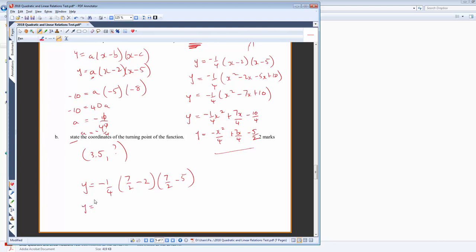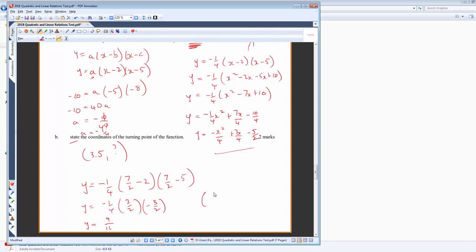Okay, so this is -1/4, and we've got 7 on 2 take away 2, which is the same as 7 on 2 take away 4 over 2, so that is 3 on 2, and this is 7 on 2 take 10 on 2, which is negative 3 on 2. Alright, let's multiply this out. The answer is going to be positive, negative times a negative. 1 times 3 times 3 is 9, 4 times 2 times 2, 4 2s are 8, 8 2s are 16. The y value is 9 on 16.